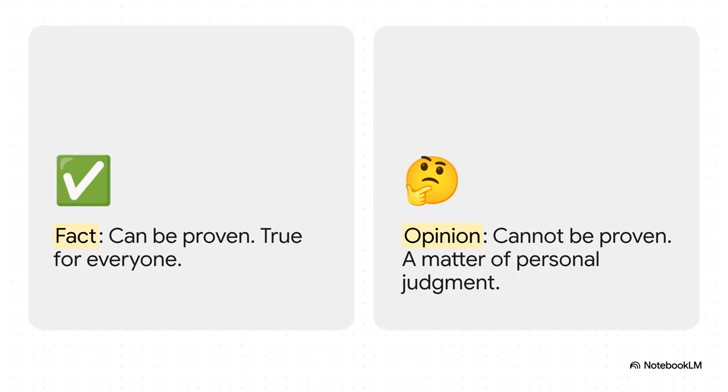All right, next up in the kit is a skill that is, frankly, a survival skill in the 21st century. Telling the difference between a fact and an opinion. A fact is something you can prove, right? It's verifiable. An opinion, on the other hand, is a personal judgment. Knowing how to separate these two is absolutely crucial for critical thinking.